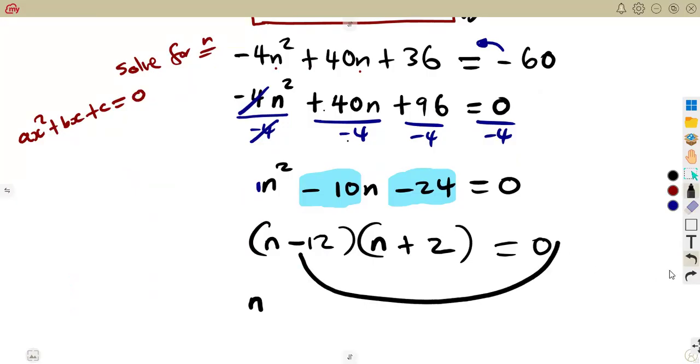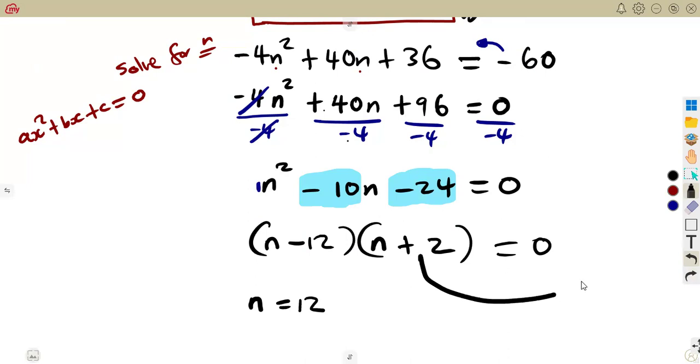The minus 12 to the other side is going to be a positive 12. The positive 2 to the other side of the equation is going to be a negative 2. So n is equal to minus 2. Also, solving these equations, guys, make sure that you do have a recap from your grade 11 and grade 10 mathematics: solving quadratic equations by factorization, the quadratic formula, and completing the square. So many ways.